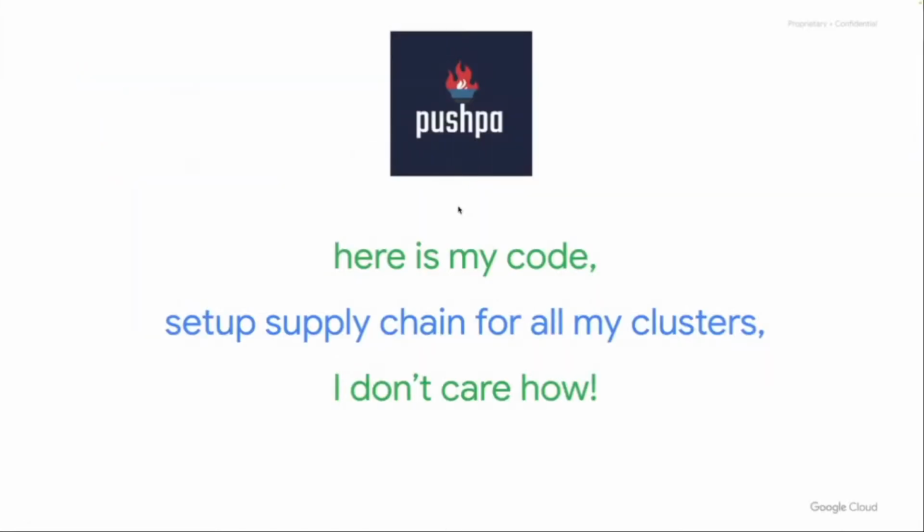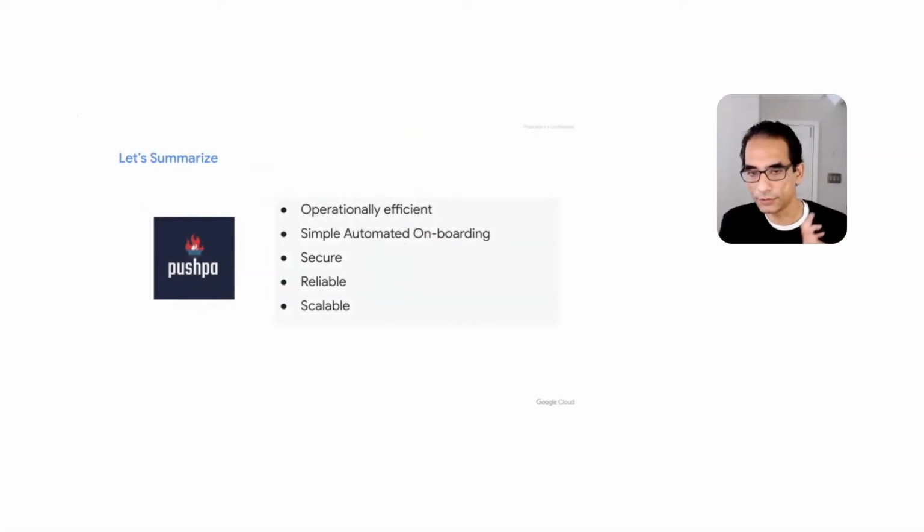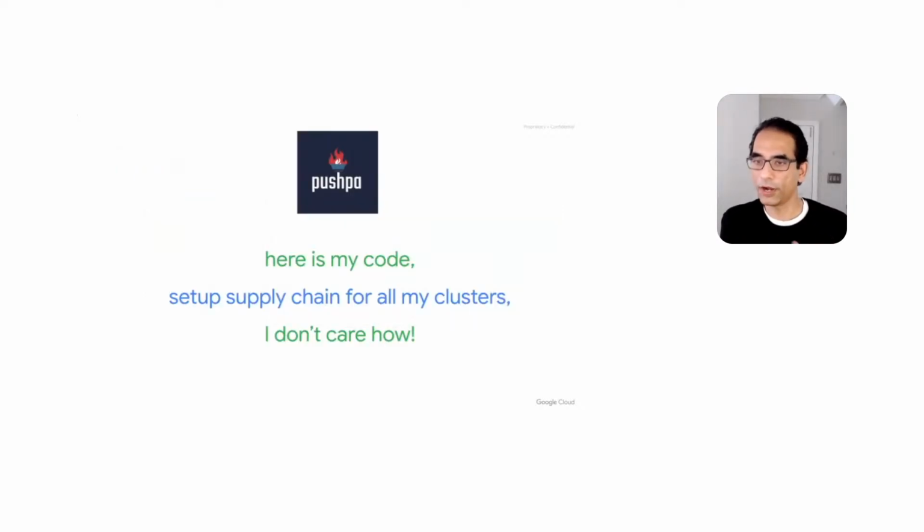So what are the next steps? Before that, I'd like to leave you with a haiku, and maybe some people will relate to this. If you had to summarize Pushpa in a few words, it would be with a haiku. Here's my code. Set up my supply chain for all my clusters. I don't care how. And you saw a little glimpse of that, a flavor of that, when we onboarded the bar application, where the barrier to entry has been significantly lowered with that highly integrated solution that can also be set up in minutes.